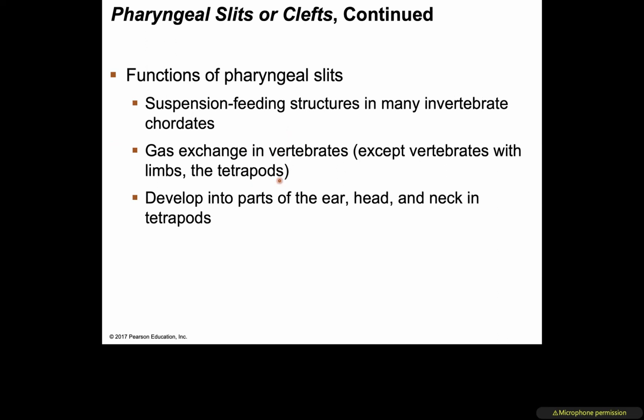All righty, so the functions of the pharyngeal slits: suspension feeding structures in invertebrate chordates. Invertebrate means they don't have vertebrae, but they are still chordates because they have those four characteristics we just talked about. The pharyngeal slits are also going to provide gas exchange in vertebrates, except vertebrates that have limbs, the tetrapods. So those are going to have gas exchange in different fashions. And so the pharyngeal slits will also develop into parts of the ear, the head and the neck in your tetrapods. And tetrapods, that's us included.